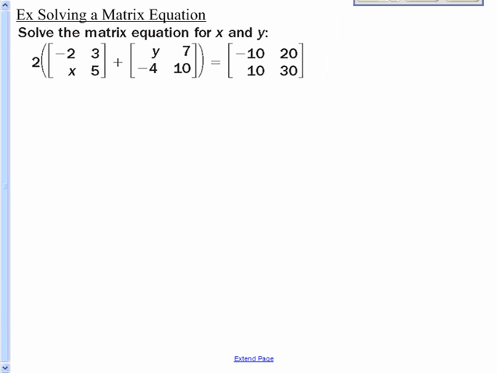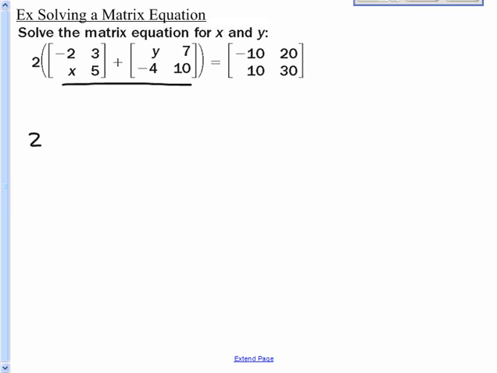All right, now what if you're solving for x and y there? You notice that the 2 is out in front, and you got parentheses around those 2 matrices inside. Well, I'm going to do the please excuse my dear Aunt Sally. So I'm going to do inside those parentheses first. Instead of distributing the 2 to each of those, although I could use that distributive property because the distributive property holds here. But let's do the addition first, okay?